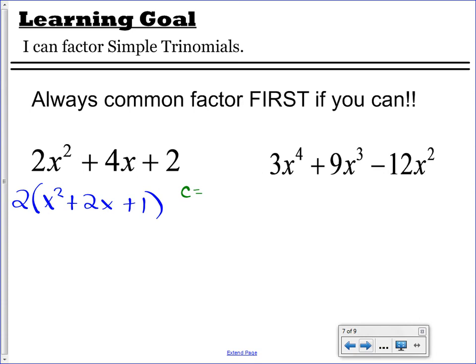So I'm left with C. I have to find two numbers that multiply to 1 and add to 2. What combination gives me that? Rob? 1 and 1. So Rob, can you help me out here? What will I write for my final answer? Sorry?